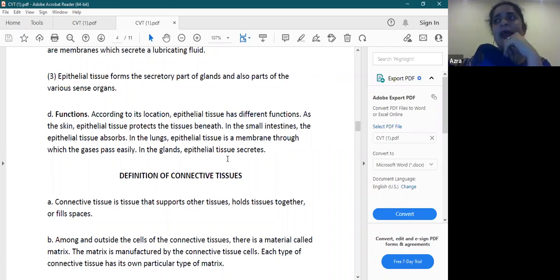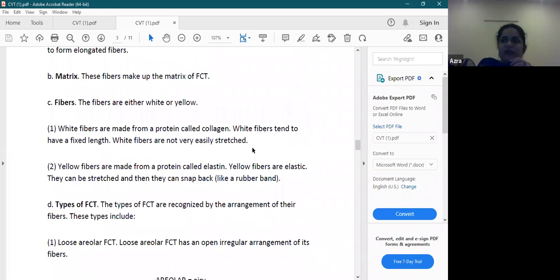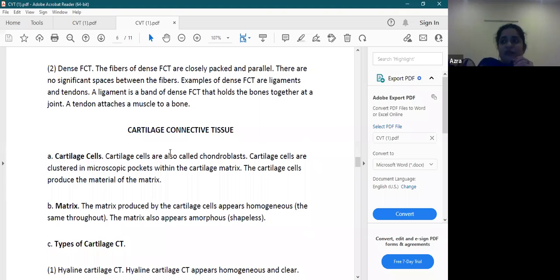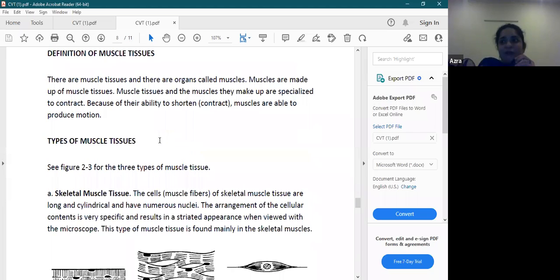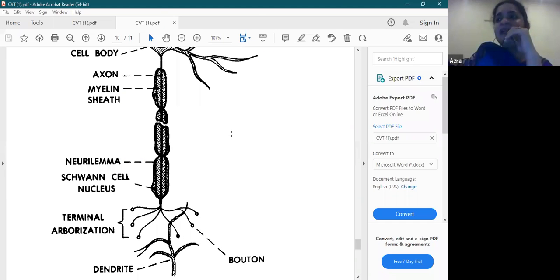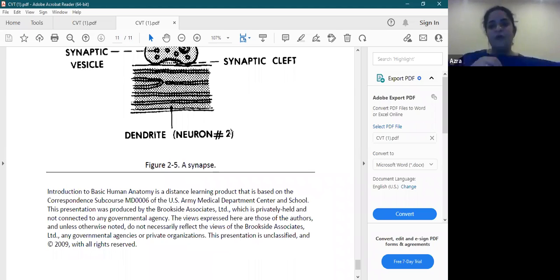And in the gland, epithelial tissues secrete. Now next is the connective tissue: cartilage connective tissues, bone connective tissues, fat connective tissues, and blood connective tissues. We will continue in the next class, and also nervous tissues. In the next class, we will finish this topic.